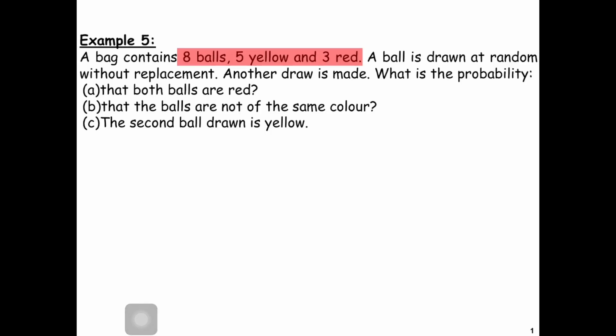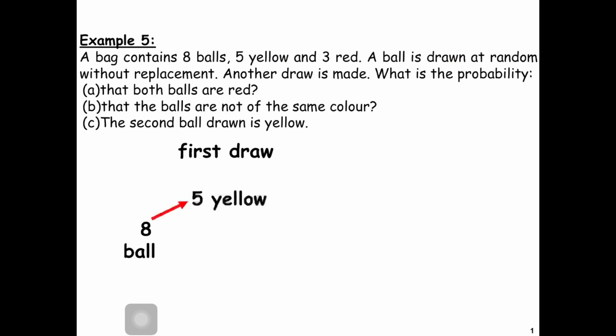Example 5. A bag contains 8 balls, 5 yellow and 3 red, so you have 8 balls. A ball is drawn at random, so the first draw you will be taking either one yellow ball out of the original 5 yellow balls inside the bag, or one red ball out of the 3 red balls inside the bag. So without replacement, another draw is made.